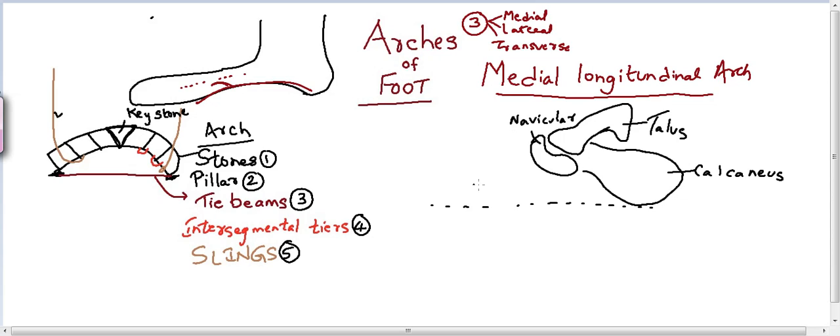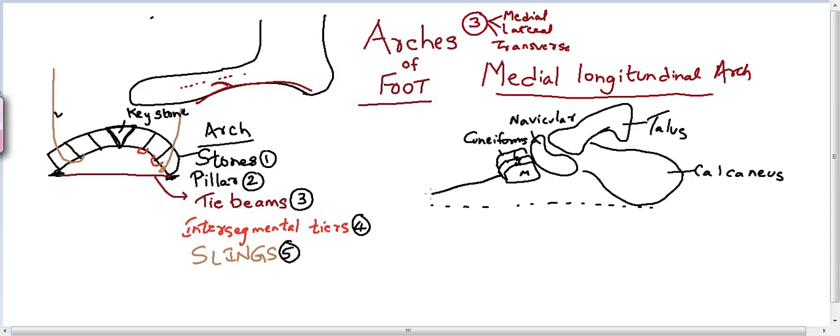Just in front of the navicular there are three wedge shaped bones, like a piece of cake, a wedge shaped pastry. They are overlapping one another because this is a side profile I am showing. So the diagram should be like this. They are the medial, intermediate and lateral cuneiforms. Cunei means wedge. There are three cuneiforms. In front of the cuneiforms we have the metatarsals.